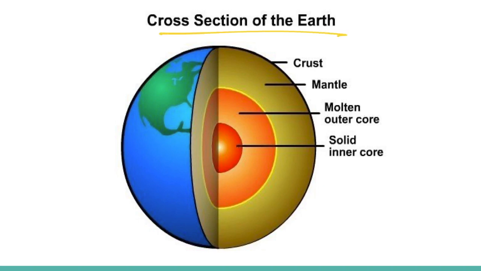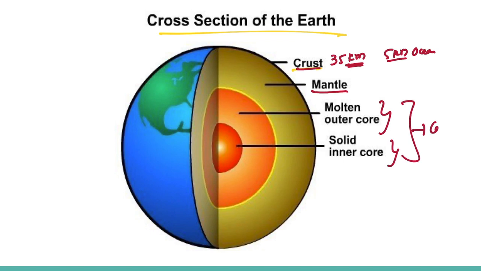The uppermost layer over the Earth's surface is called the crust, and it is the thinnest of all the layers. It is about 35 kilometers on the continental masses and only 5 kilometers on the ocean floors. We know that the structure of the Earth is divided into four major components. They are the crust, mantle, molten outer core and solid inner core.